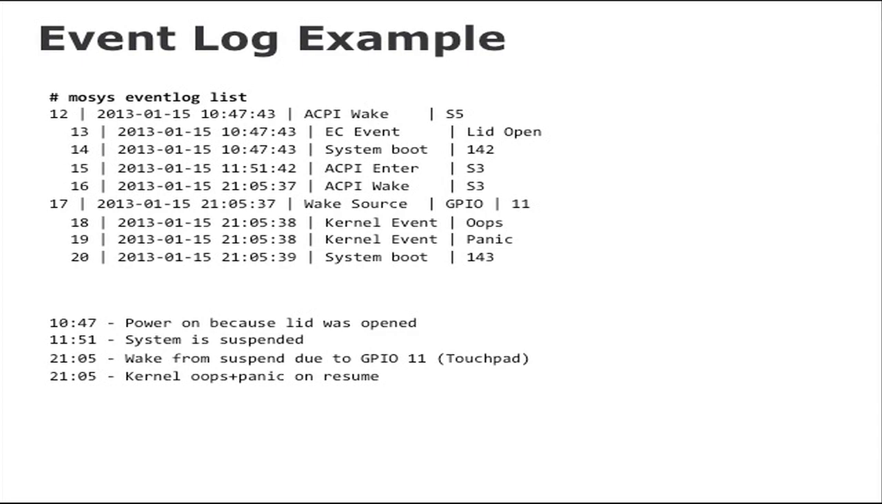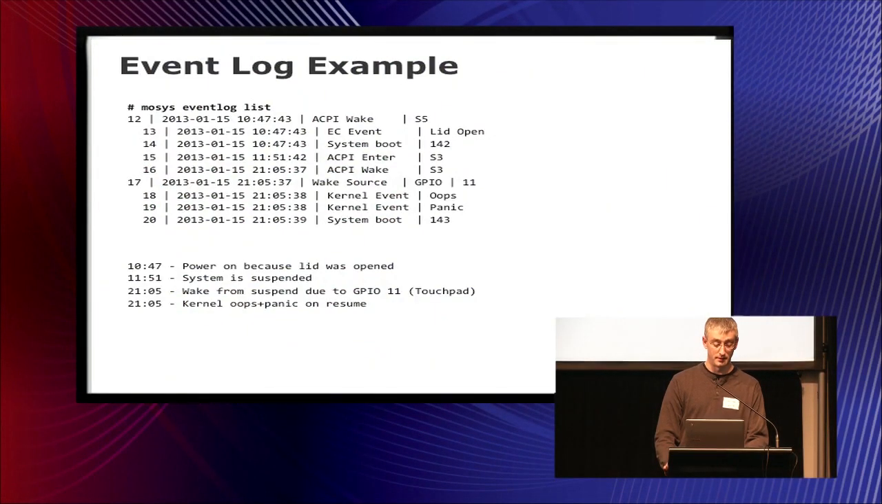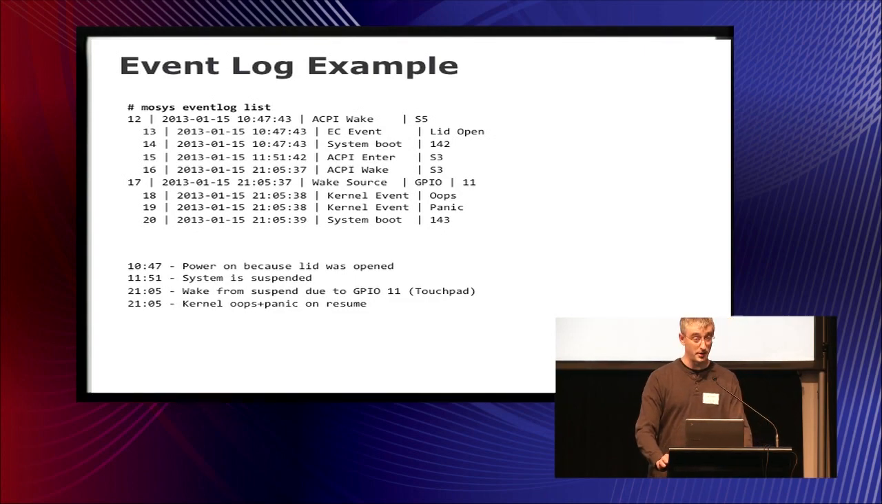Here's an example that's been slimmed down to show some details. When you run MOSIS, it pulls out these events and decodes them and shows this. And so you can see that this particular system opened the lid, it woke up from S5 and booted. We keep track of the boot number, so you can correlate events back to a boot number, which can be useful. And then we can see that the system went into suspend, woke up later, and it woke up because GPIO 11, which on this particular system happened to be the touchpad, so someone clicked the touchpad and the system woke up.